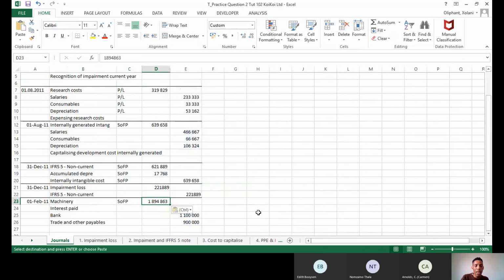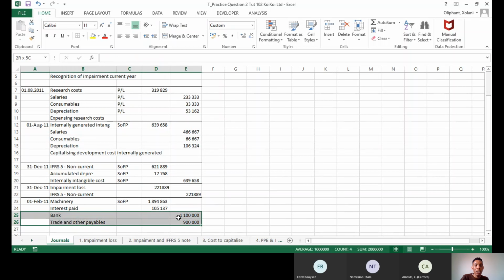1894, right? And then here the interest paid will be the balancing portion, and then less that. So it will be the balance between the two, because it needs to be 2 million altogether, and then that should also be 2 million altogether. That will then be your balancing portion. So that's how the journal entry would have looked as far as this is concerned, right?